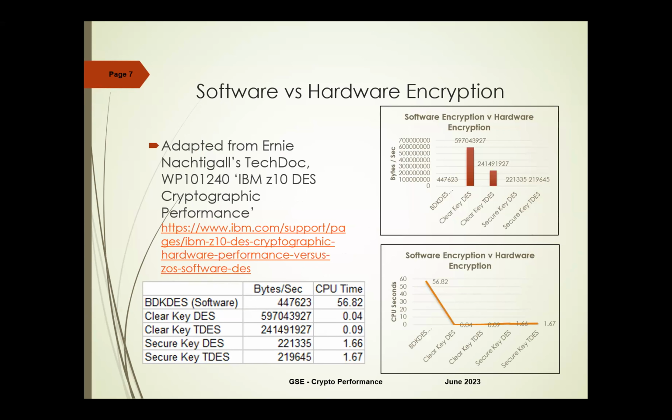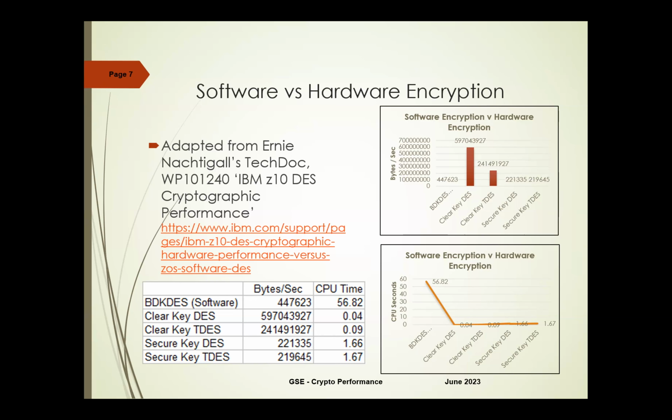So with that, I want to start talking about some of the metrics that are available. The first one I want to talk about is a tech doc written probably 15 years ago. It's actually based on the Z10. My partner at the WSC at the time, Ernie Noctegal, did some tests. We would often get the question, does hardware encryption really help? And what he shows is yes, it really helps a lot.